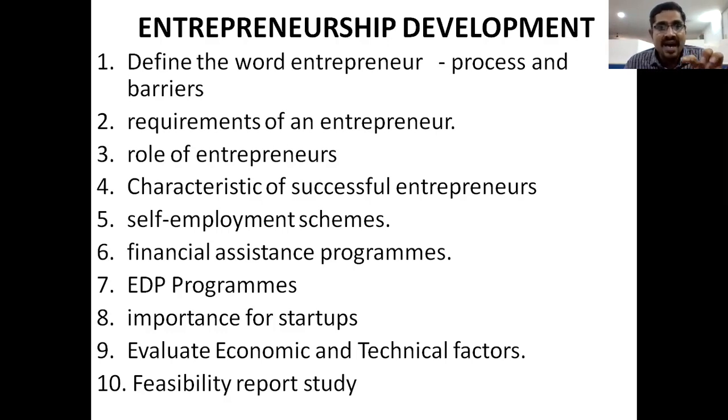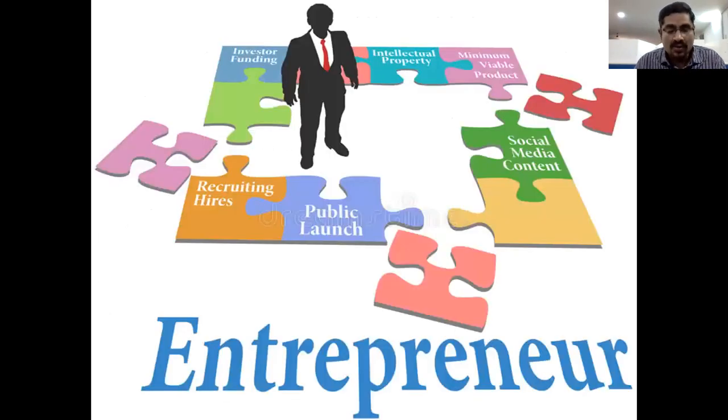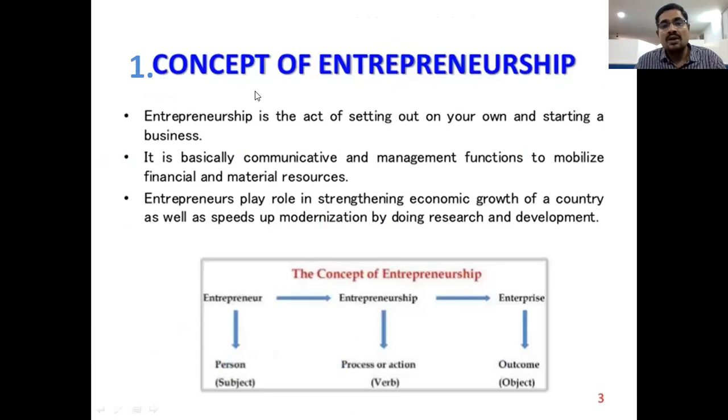That type of skills possessed by the chairman, owner or entrepreneur is called entrepreneurship. Now look at the concept of entrepreneurship. The entrepreneur is the chairman or a person. Entrepreneurship means the process of action using his abilities, skills and talent to maintain his organization.